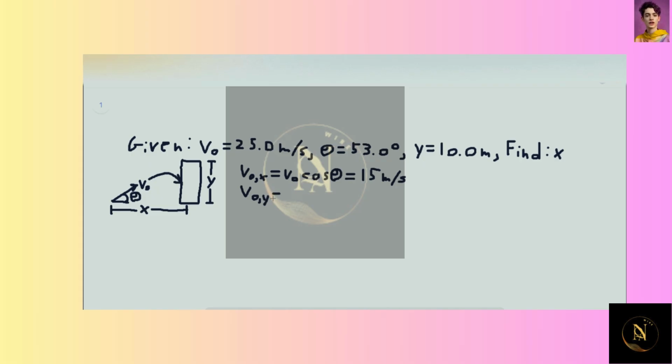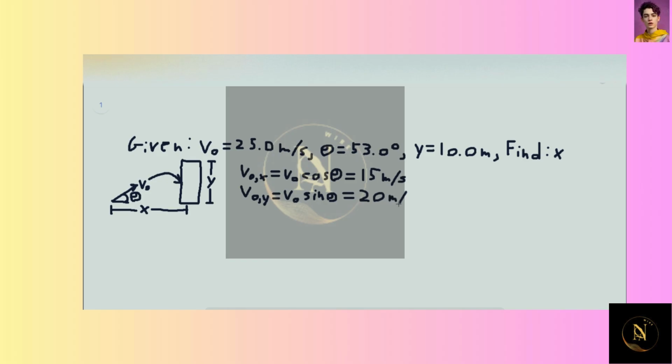Okay, now let's look at the y direction of the initial velocity. So it's going to be v0 times sine of theta because it's in the y direction. So I can plug in the value for v0 and theta, and then I'm going to get 20 meters per second.